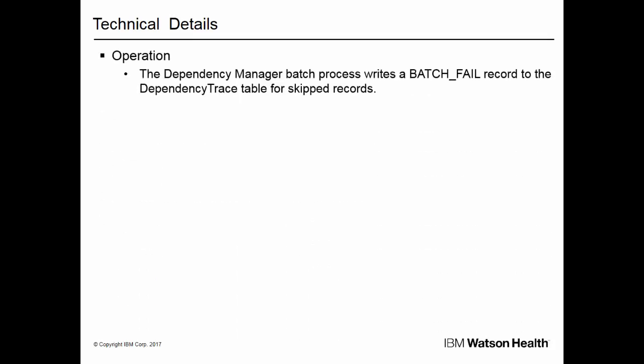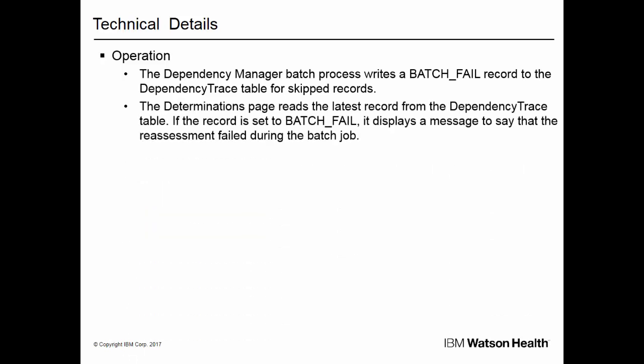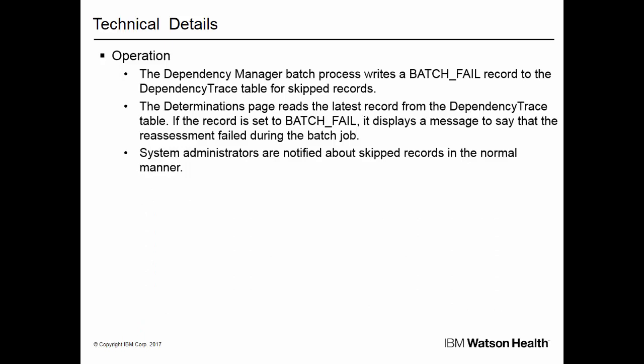Now let's discuss some of the technical details behind the enhancement. The Dependency Manager batch process has been updated to write a record with a status of batch fail to the dependency trace table for skipped records. Skipped records are records that failed reassessment due to timeouts or rule errors. The determinations page reads the latest record from the dependency trace table. If the record is set to batch fail, it displays a message so that the caseworker knows that the case determination is not up to date with the current evidence for the case. System administrators are notified about skipped records from batch jobs in the normal manner.